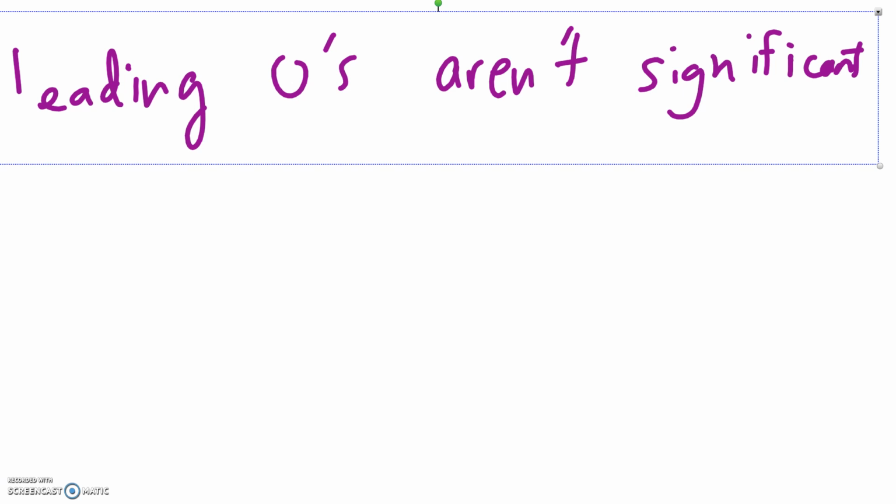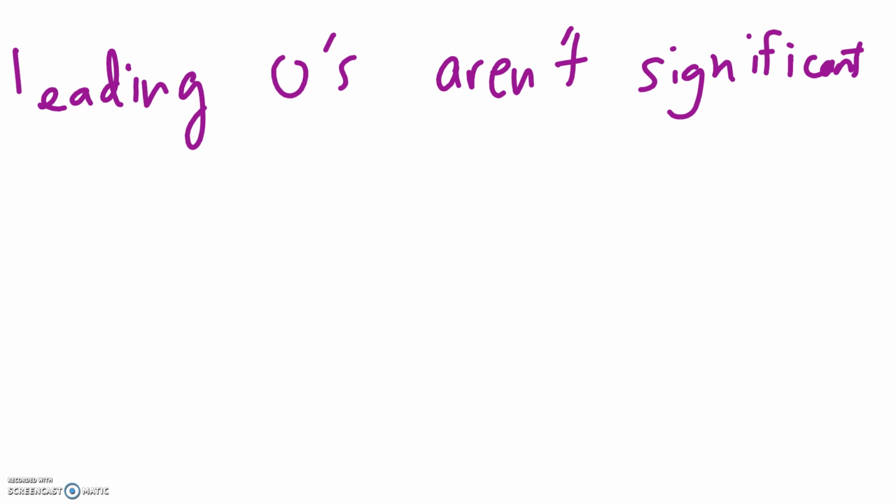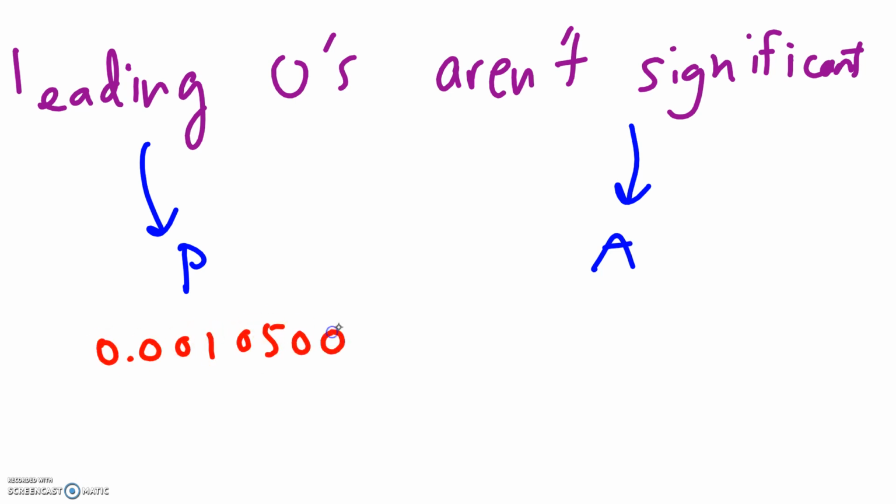But there's a couple ways to interpret this rule. The first way is if the decimal point is present, and the second is if the decimal point is absent. Here's a value where the decimal point is present. And here's a value where the decimal point is absent.